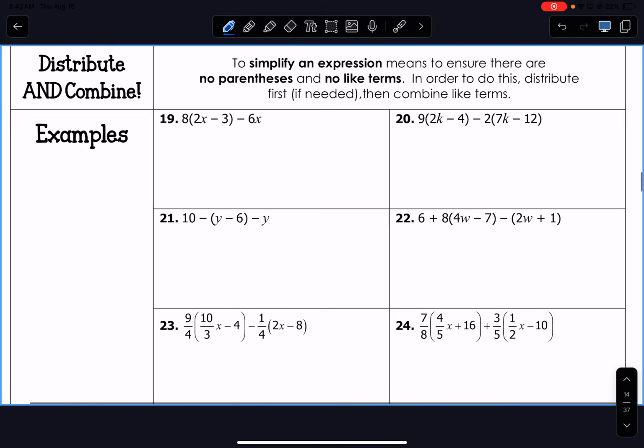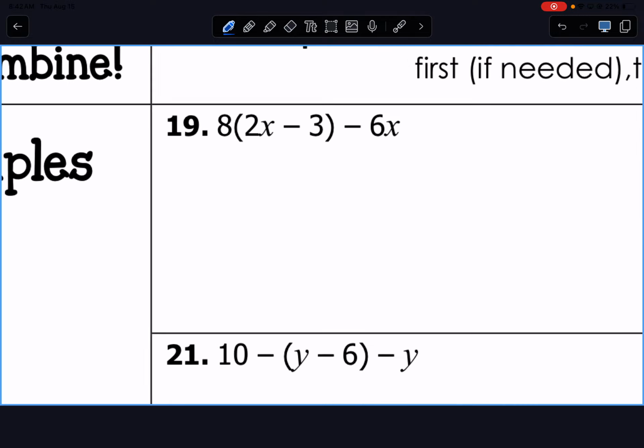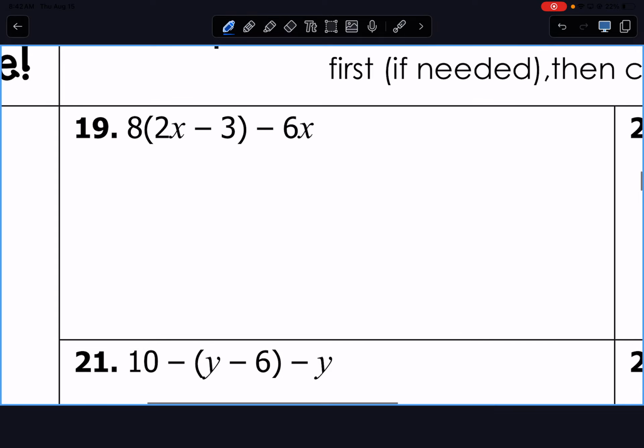So the second half of these examples, they just want us to distribute and then combine like terms. So do the thing we did at the beginning and then do the thing we just did. Okay? So let's go ahead and do number 19. We're going to go down through all the odds.